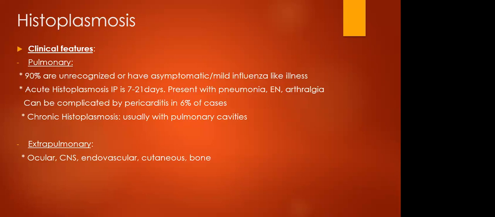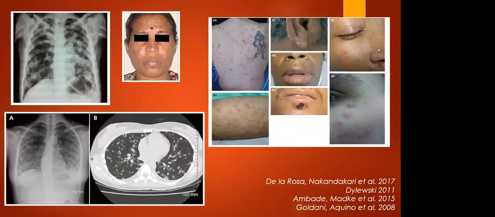Again, the cutaneous manifestations can be ulcers, nodules, psoriasis-like lesions, and cold abscesses with osteolytic bone. So it really can also be quite diverse. It's thought that the cutaneous manifestations have been associated more with Histoplasma capsulatum var. duboisii than var. capsulatum. So this is just pictures illustrating the pulmonary findings.